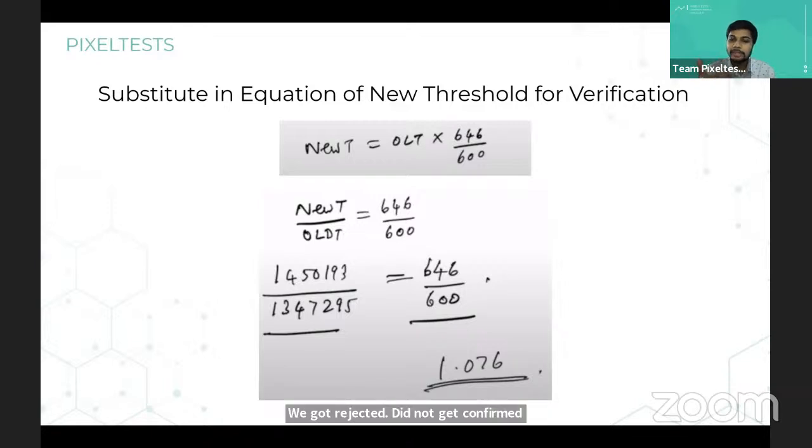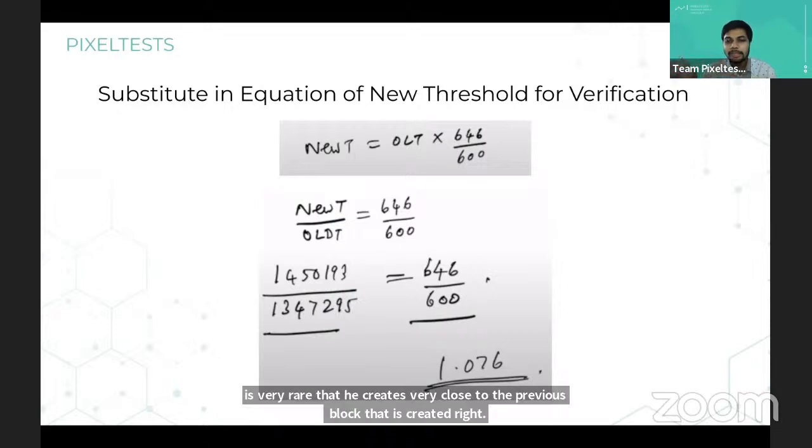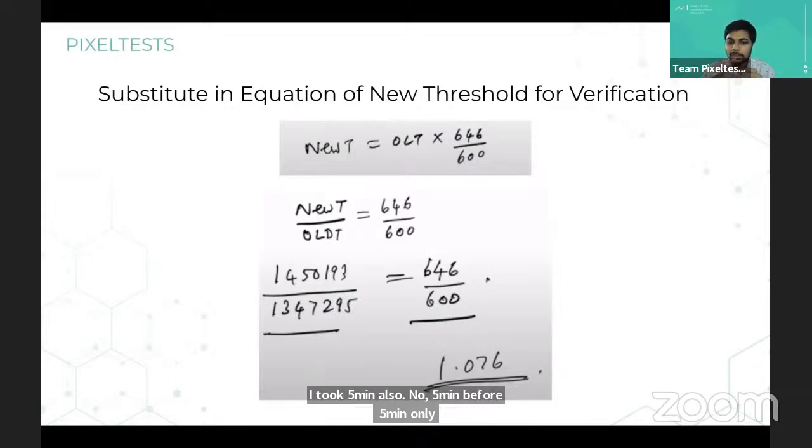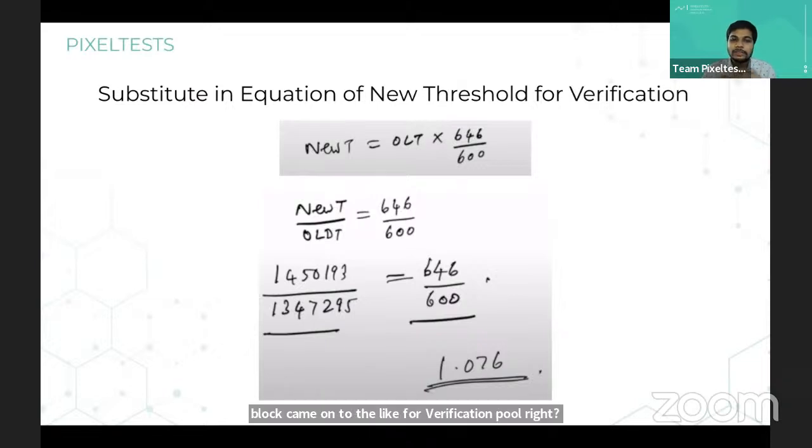But there is another rare case where it does not get confirmed, where within seconds of one miner creating a block, there is a new miner who also creates another block. This is rare because first, creation of a block is itself rare, and second, it takes roughly 10 minutes on average to create a block, so it is very rare that someone creates one very close to the previous block. In some cases with a supercomputer, it took 5 minutes. Even before 5 minutes, the news of the new block is already circulated within 12 seconds to 85% of the nodes. A new block comes onto the verification pool, it is up for verification. So it's very rare that within seconds some other miner also becomes a winner. But we're going to see what happens in that rare case also.